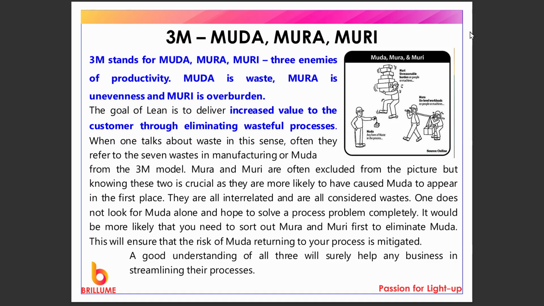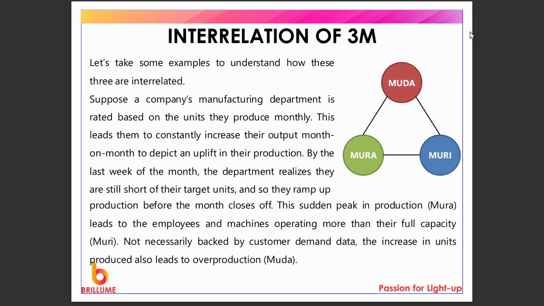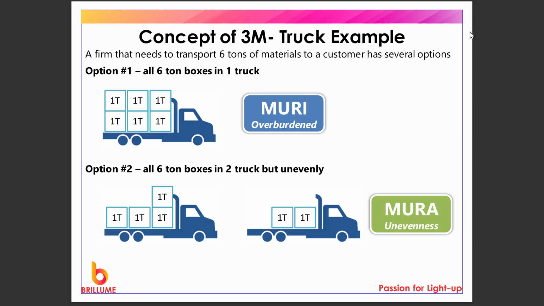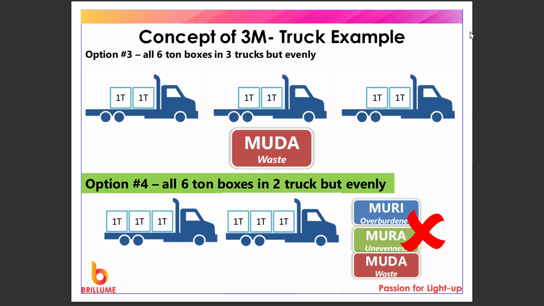A good understanding of all three words helps in streamlining processes. And that is an example to understand all this. You see this, you can read it yourself, and you can understand everything. Then the concept of 3M with an example. Once you see this picture one more time, then you can easily understand.